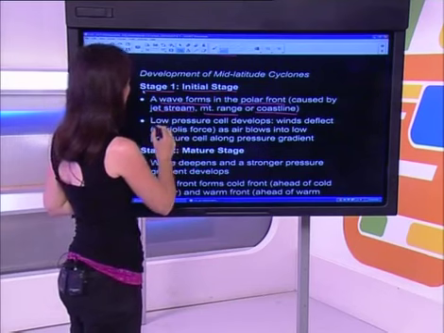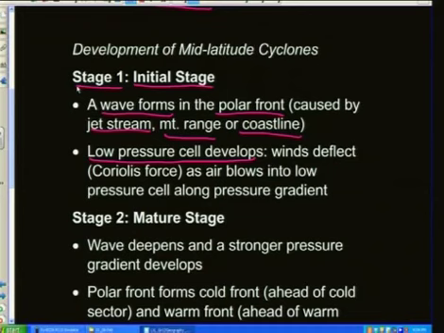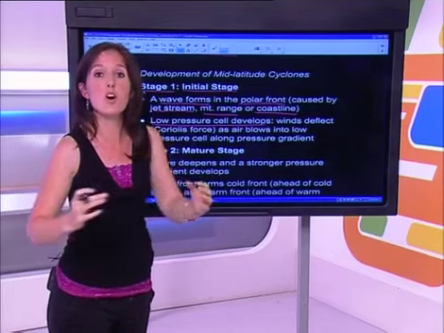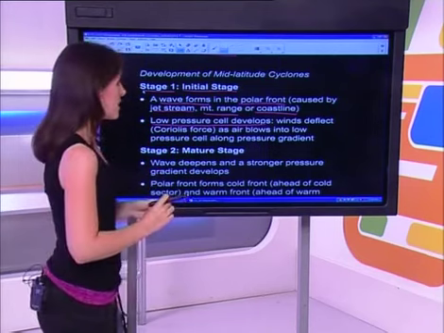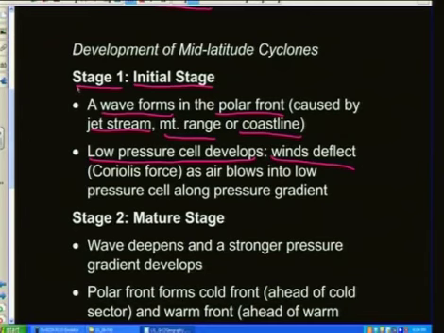All right, a low pressure cell therefore develops. As that low pressure cell develops, you need to remember that air always flows into, it converges in, a low pressure cell. So we say that the winds deflect due to Coriolis force as the air blows into the low pressure cell.